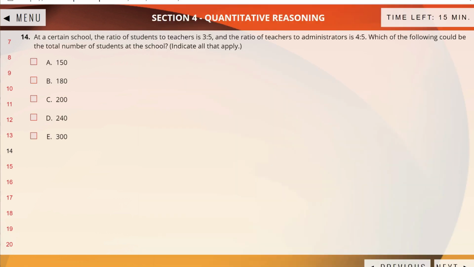I think it's skipping questions again, isn't it? Crap, I've got to hurry up. At a certain school, the ratio of students to teachers is 3 to 5, and the ratio of teachers to administrators is 4 to 5. Which of the following could be the total number of students in the school?